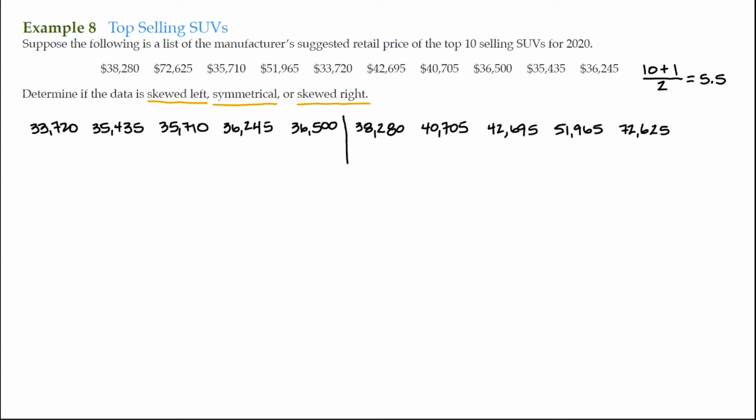To determine what that is, we add those two together and divide by 2, and that comes out to be 37,390. So the median for this set of data, $37,390.